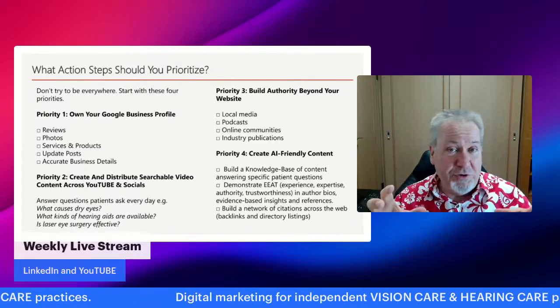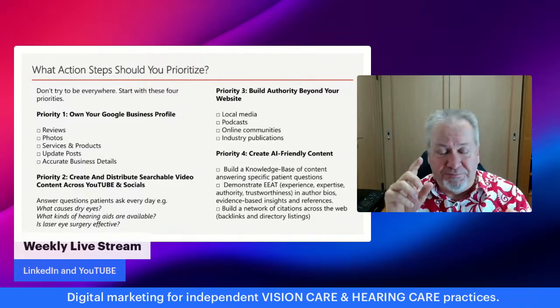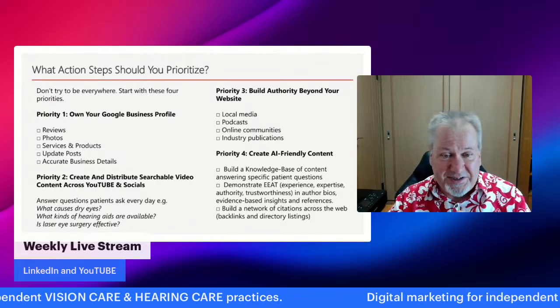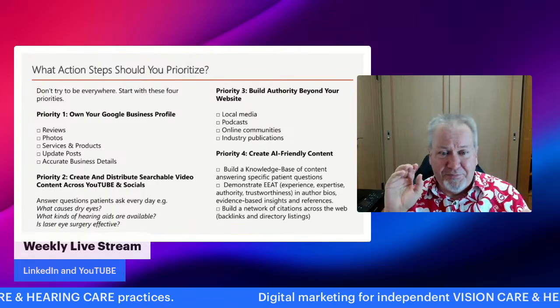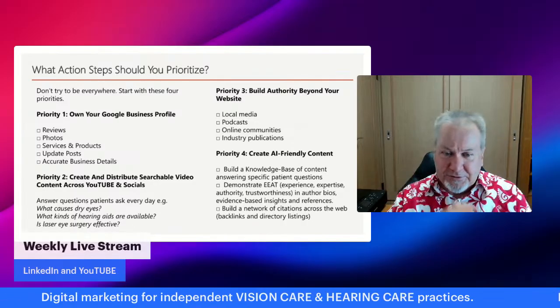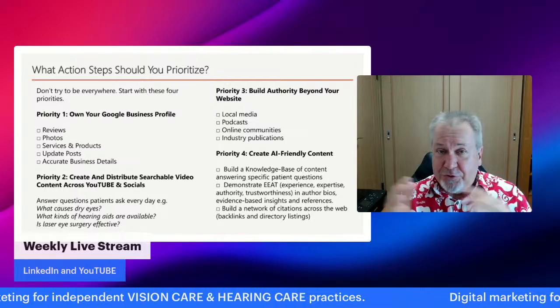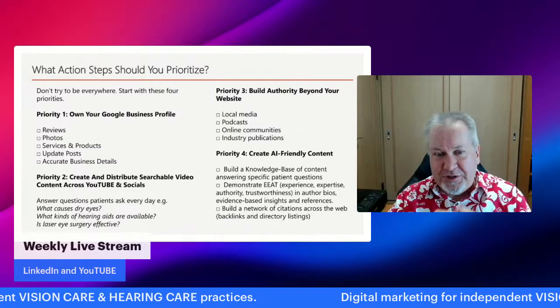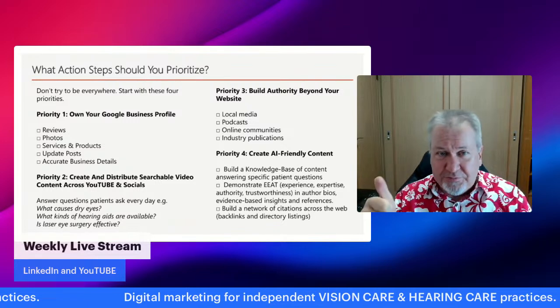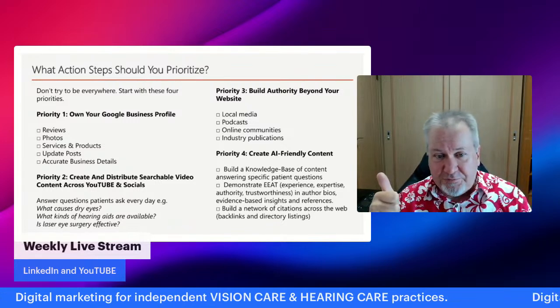And I've talked about accurate business details. Make sure that your business hours are correct. Make sure that the contact details are correct: phone numbers, websites, all that type of thing. If you've got on-site parking, make sure all these things are checked off. So that's priority number one. Make sure your Google business profile is up to date.